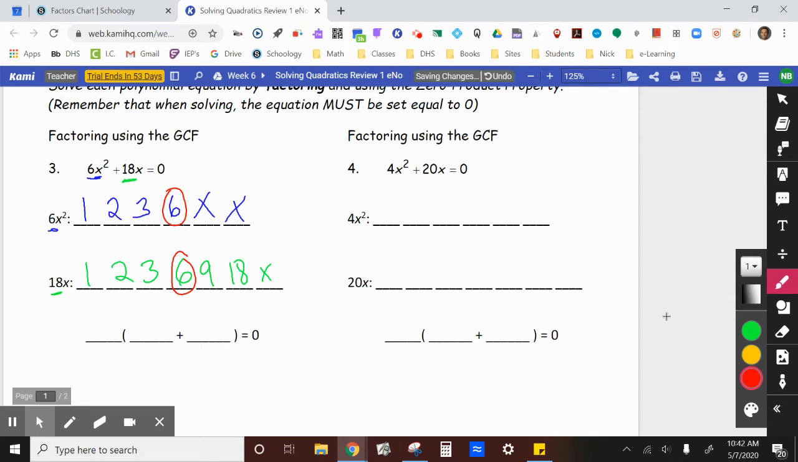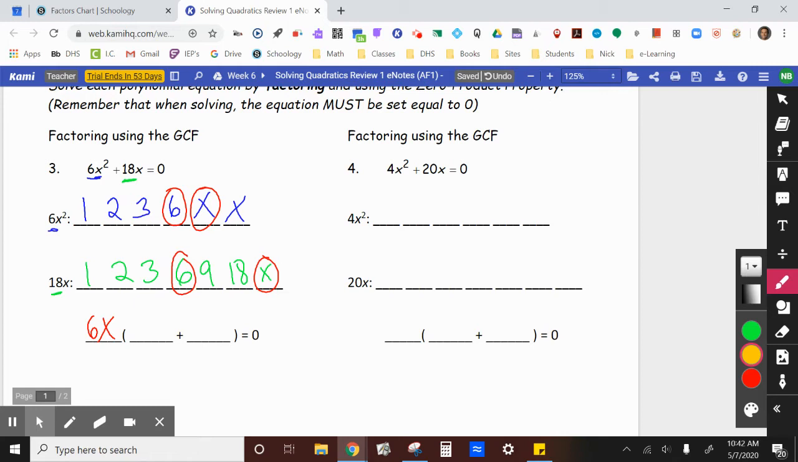And now I'm looking at my letters. They both have an x in common, right? Both of my terms have an x in common, and a 6 is the greatest number in common. So therefore, my GCF is 6x.